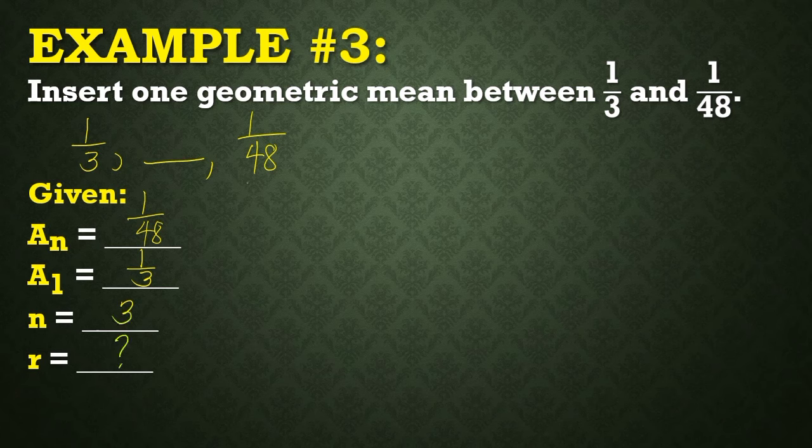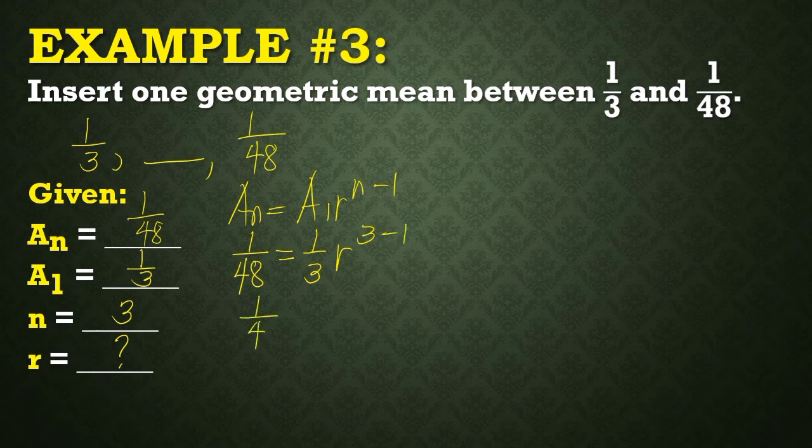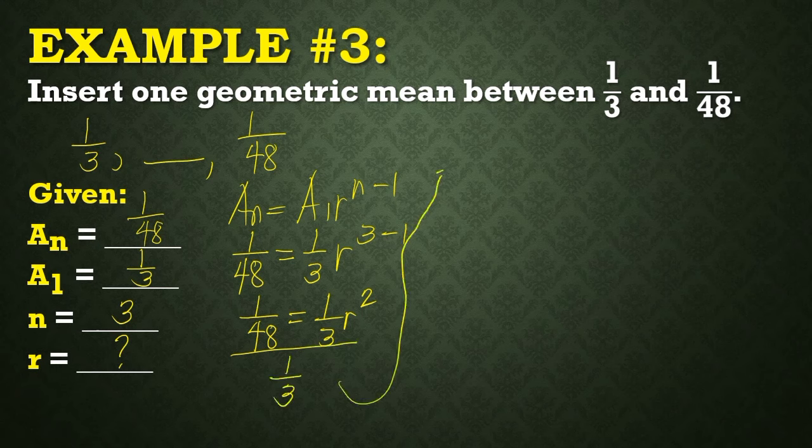So, applying the formula, a sub n is equal to a sub 1, r raised to n minus 1. Then, a sub n is 1 over 48 equals a sub 1, that is 1/3. And then r raised to n minus 1, that is 3 minus 1. 1 over 48 is equal to 1/3 r squared. 3 minus 1 is 2. And then we divide the whole equation by 1/3. So, rewrite lang natin siya dito.